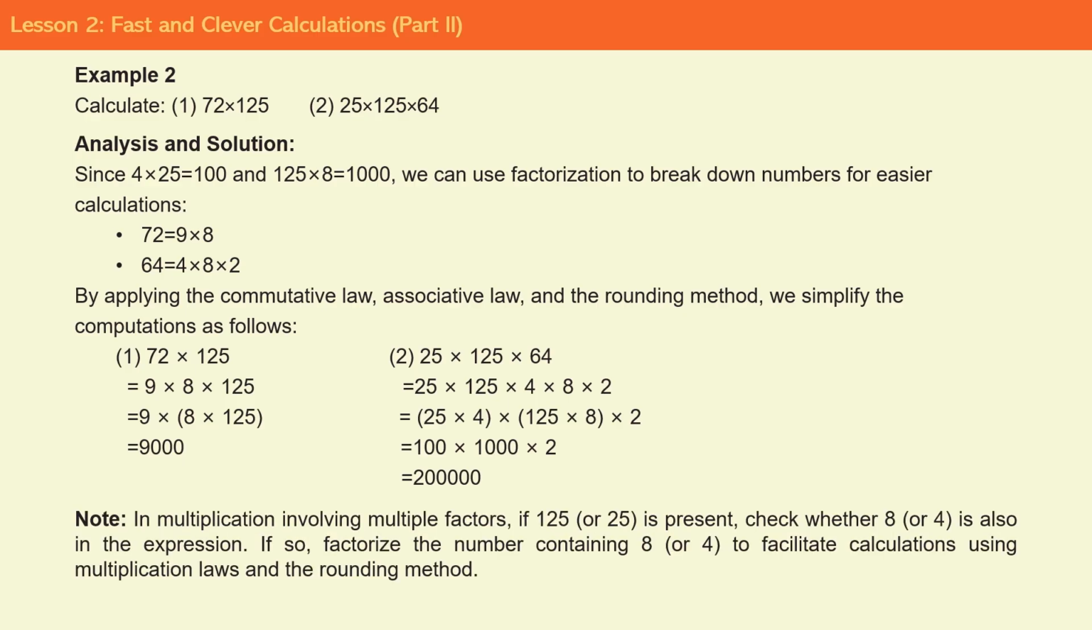In multiplication involving multiple factors, if 125 or 25 is present, check whether 8 or 4 is also in the expression. If so, factorize the number containing 8 or 4 to facilitate calculations using multiplication laws and the rounding method.